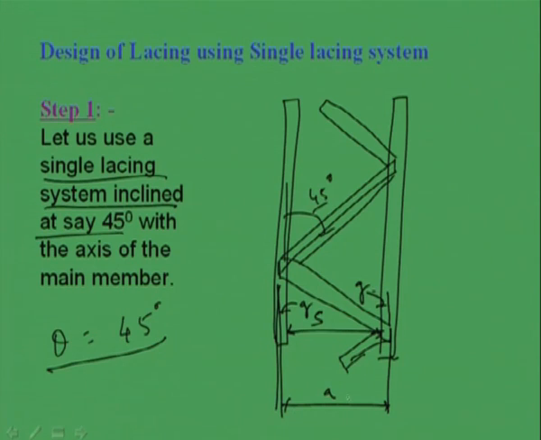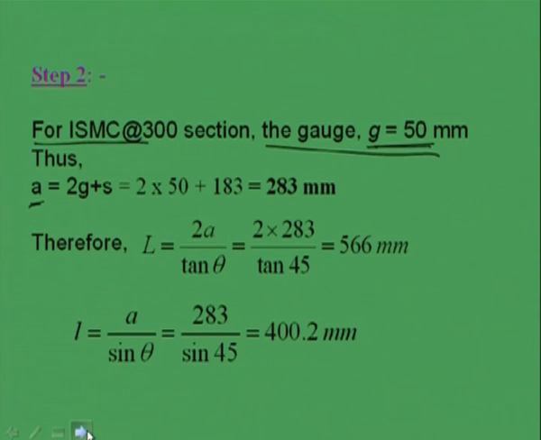So, this A will become S plus 2G, right. So, S plus 2G we are making. So, A we are getting 2 into G, which is 50, and S was 183 millimeter. So, it is becoming 283 millimeter, right.